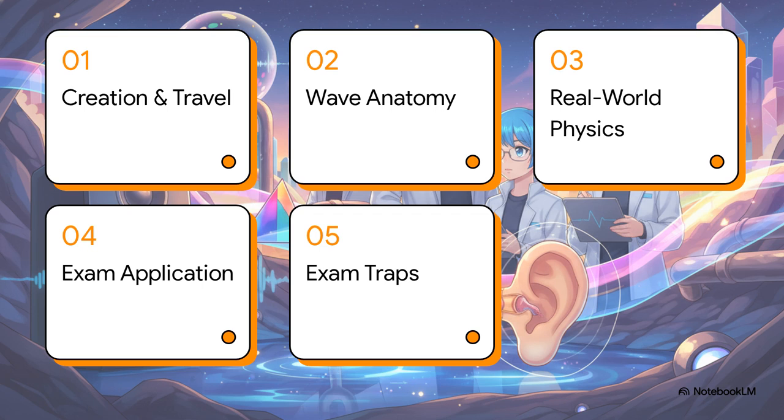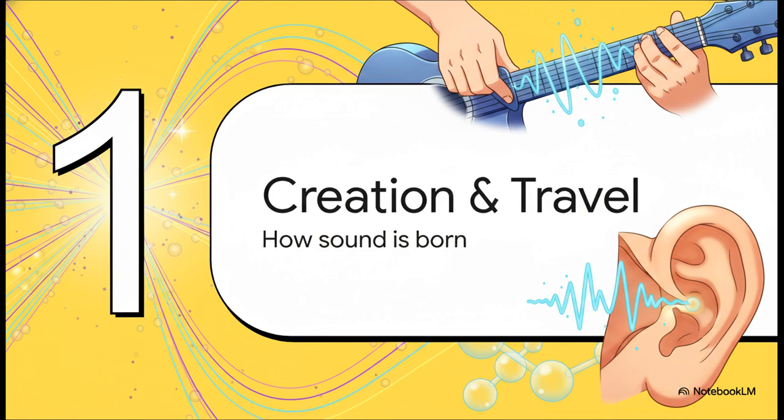Number 1, creation and travel. Number 2, wave anatomy. Number 3, real-world physics. Number 4, the exam application. And finally, number 5, exam traps and next steps. All right, let's dive right into this. Part 1, creation and travel.